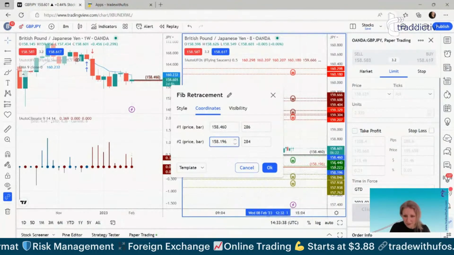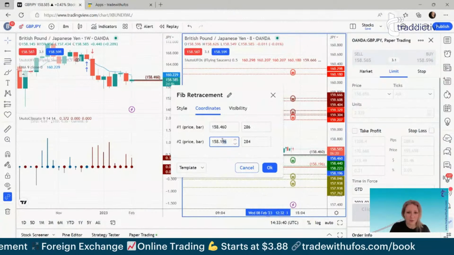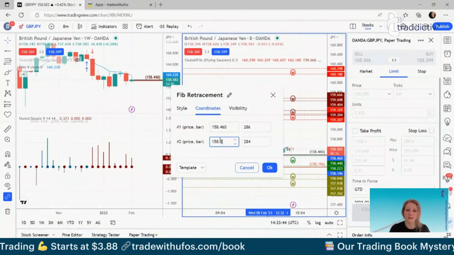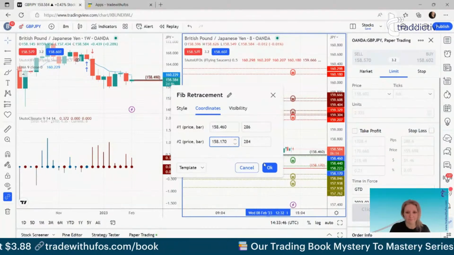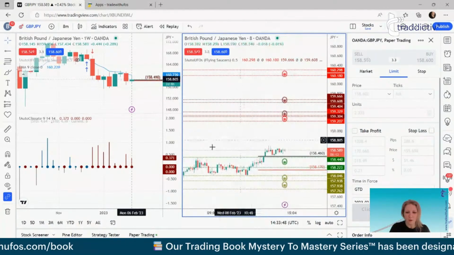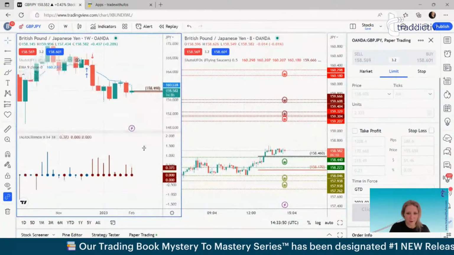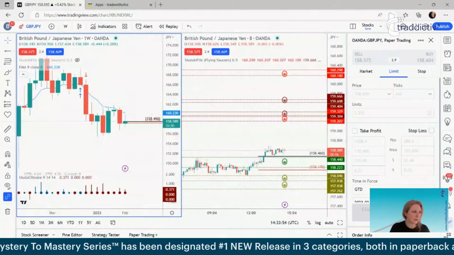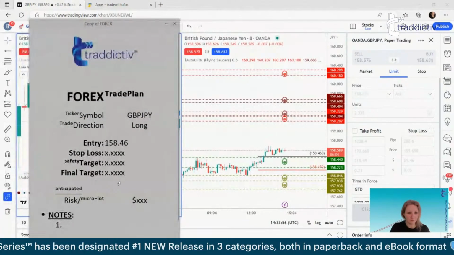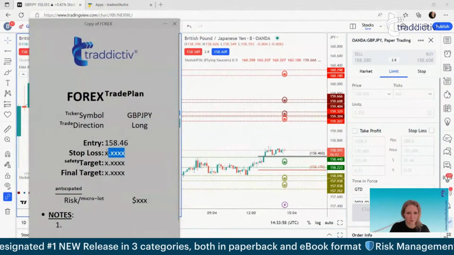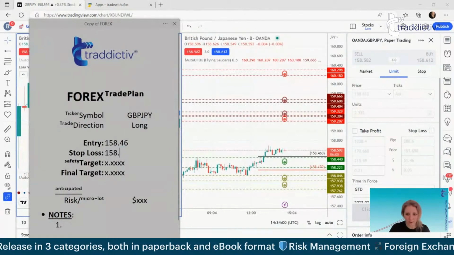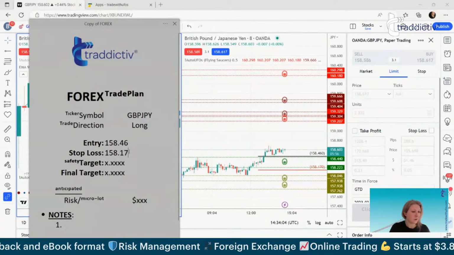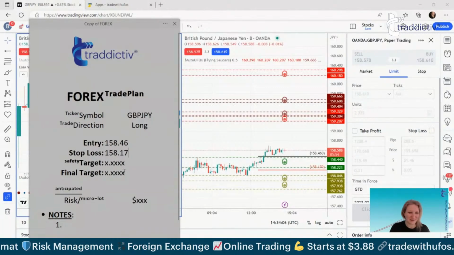The stop loss, we're going to take that bottom number, 158.223, round it down to 158.22, and take off 5 to 158.17 to give us a little bit of wiggle room. Brilliant. So that's our entry and our stop. Now, let's put that in here. So 158.46 to 158.17. So if my maths is right, that's 29 pips, but we'll see. You do the maths in a minute.